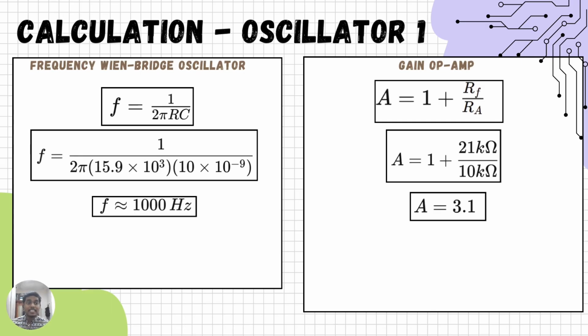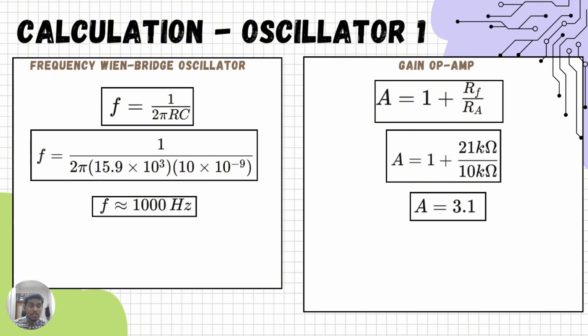Next, the calculation for this circuit. First, we are going to calculate the frequency. As we know, the formula for the frequency of oscillation of this Wien bridge is F equals 1 over 2 pi RC. F is the frequency of oscillation, R stands for resistance and C stands for capacitance. For R we have 15.9 kilo ohm, and for C we have 10 nanofarad. So we get almost 1 kilohertz according to our calculation.